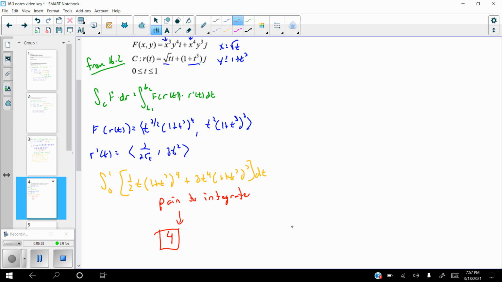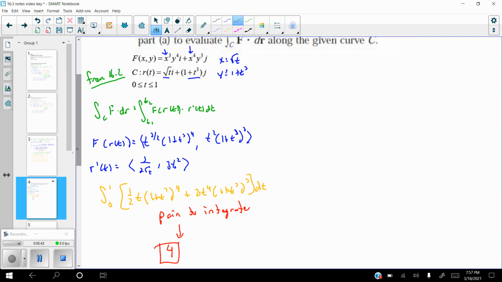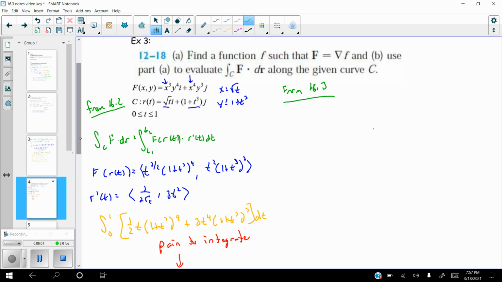No, I did not actually do this one in my calculator or do this one longhand. I just know that the answer is 4 because I'm going to show you the other way that we just learned today. So from our new section, 16.3, because of the fact that it says F equals the gradient of f.